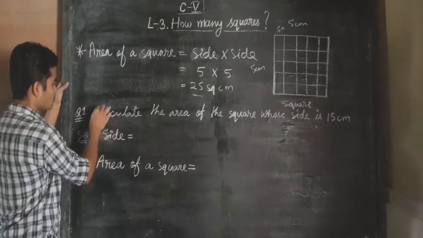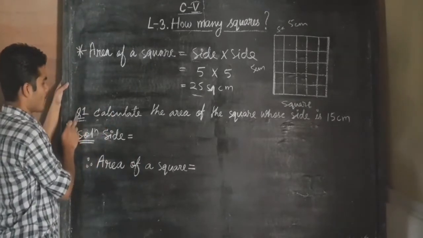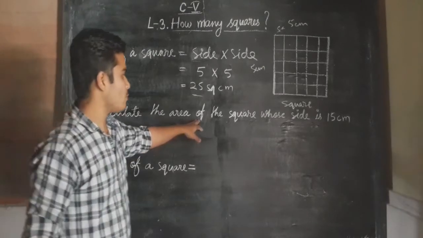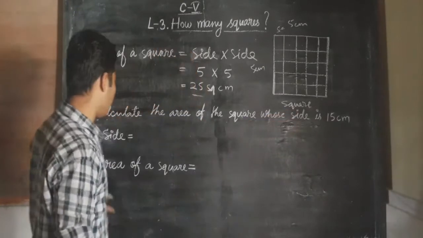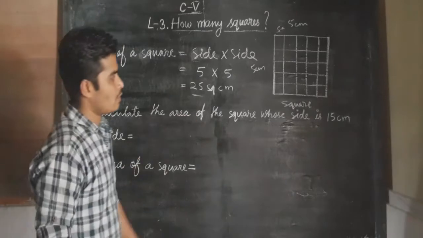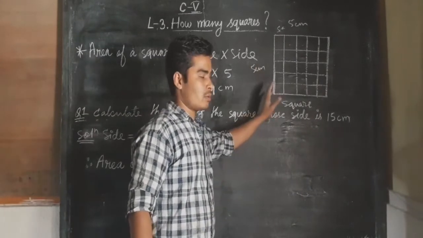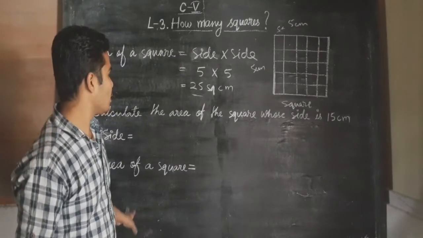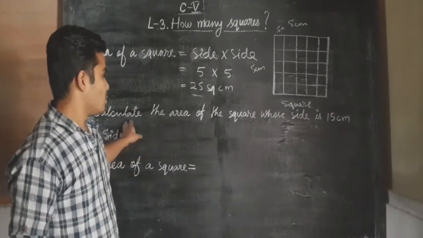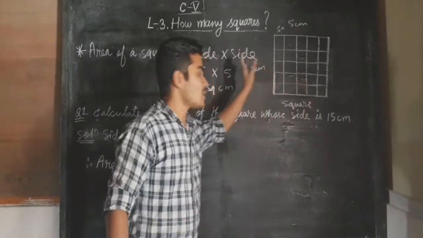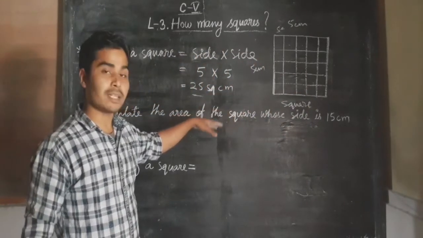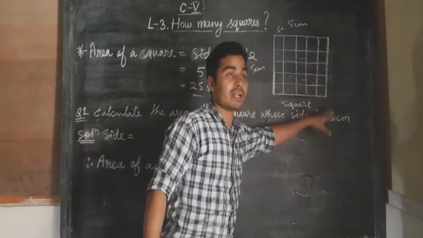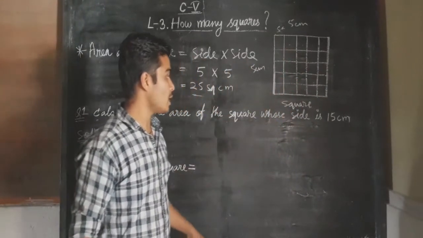Now move to this question. Let us read the question first. Calculate the area of the square whose side is 15 centimeter. So one side is given for the square whose area we have to find. One side is given means we have all the sides of that square, because all the sides of a square are equal. So if one side is 15 centimeter, then all the other sides also will be 15 centimeter.